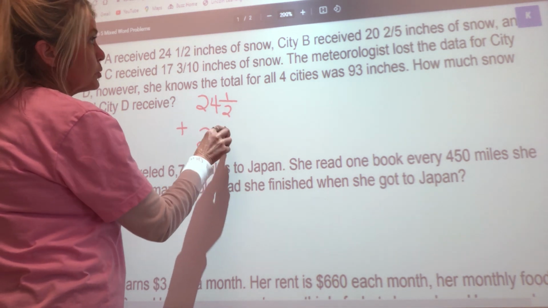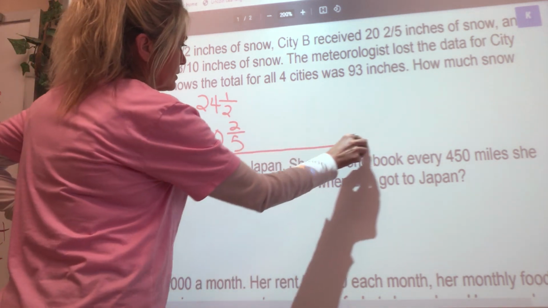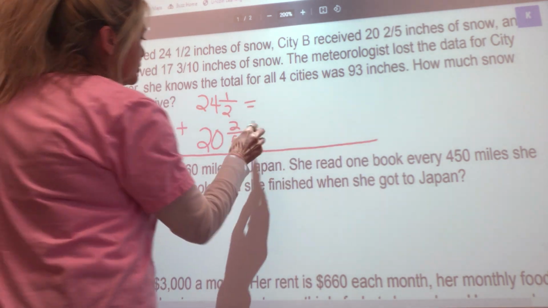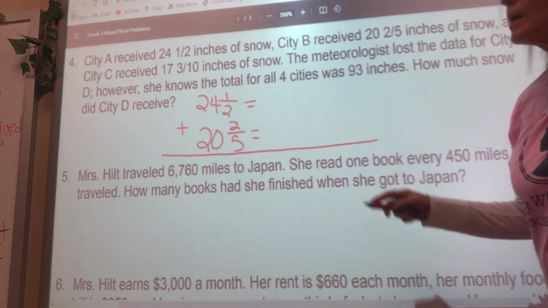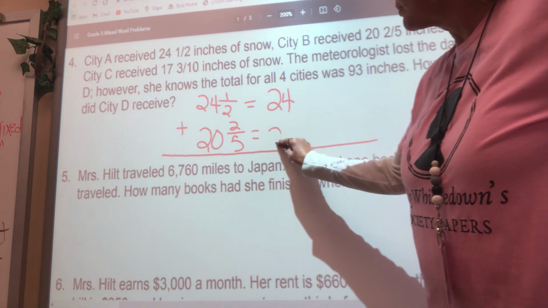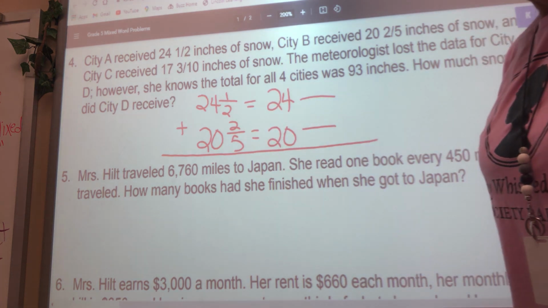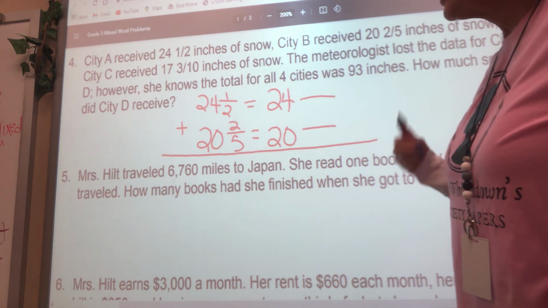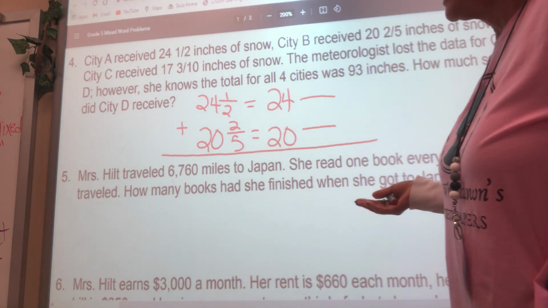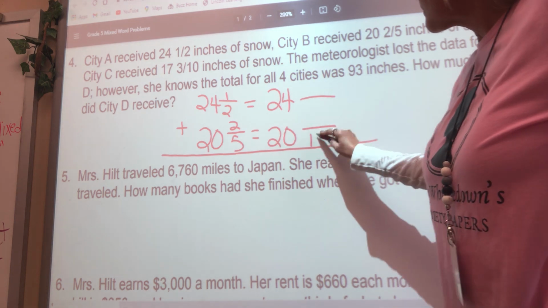And 20 2/5. Okay, if we're going to add fractions, remember that they need a common denominator, and it's not going to affect our whole number, so we can go ahead and put those over here. Our common denominator, we need a number that 5 and 2 will both go into evenly with no remainder, so I can use 10.